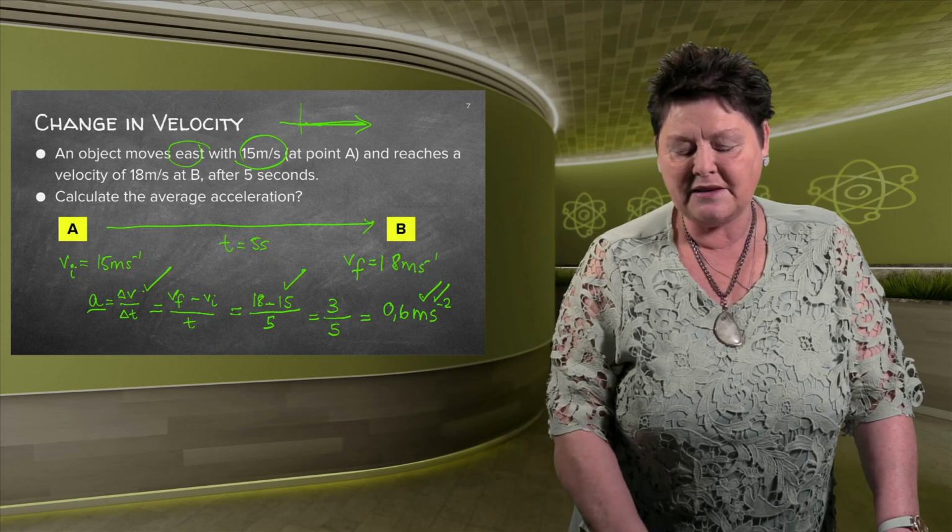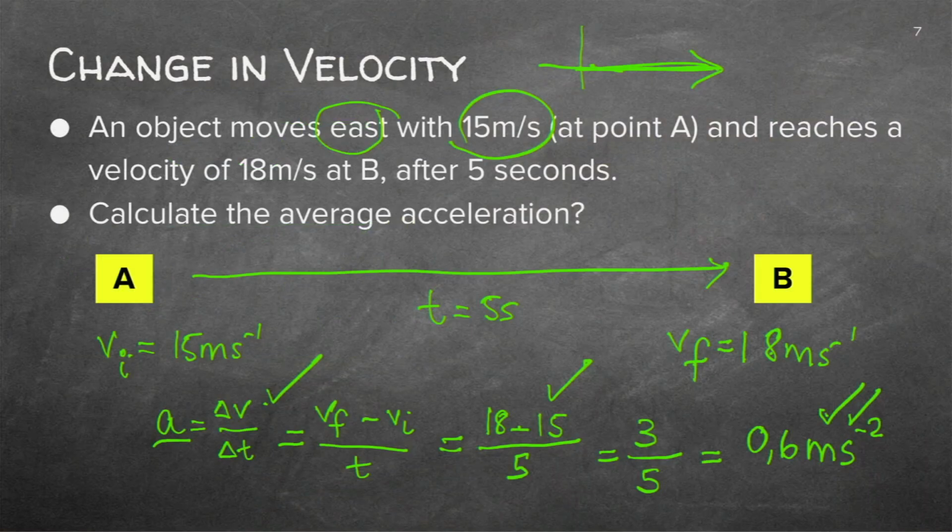Remember what we said, it's a vector. So I always have to indicate my direction. So this will be east. It will accelerate 0.6 meter per second squared east.